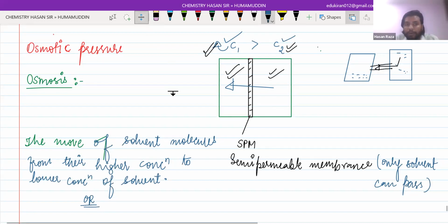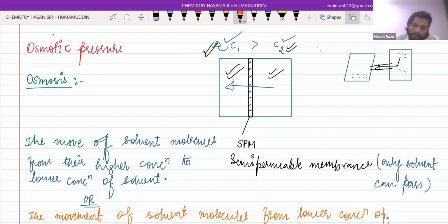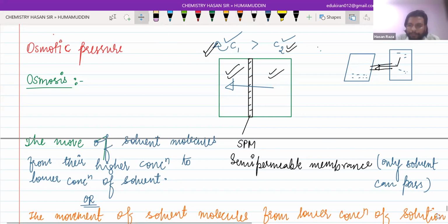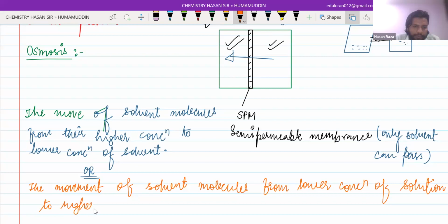This is in terms of what? Solvent. Now the next, we can define the movement of solvent molecules from lower concentration of solution to higher concentration of solution through SPM. You can write SPM.